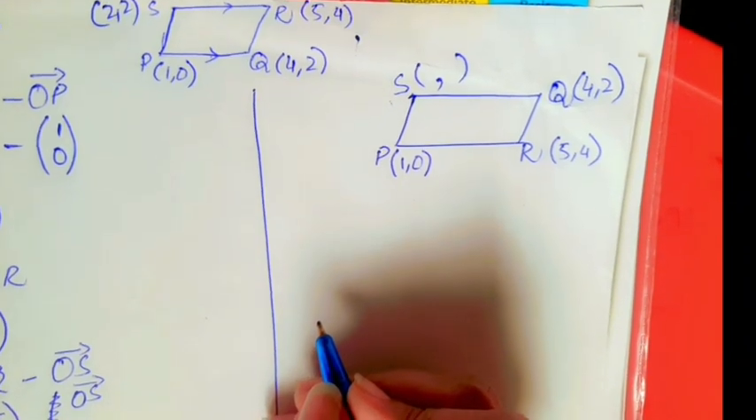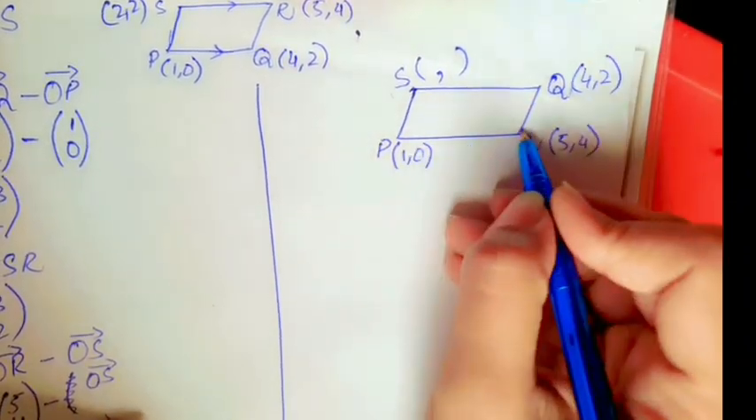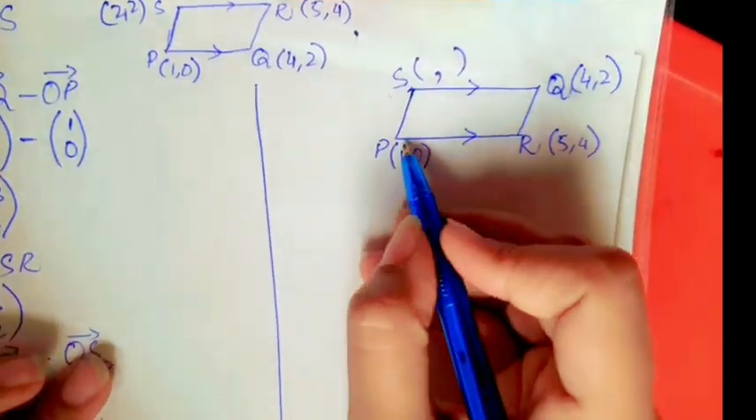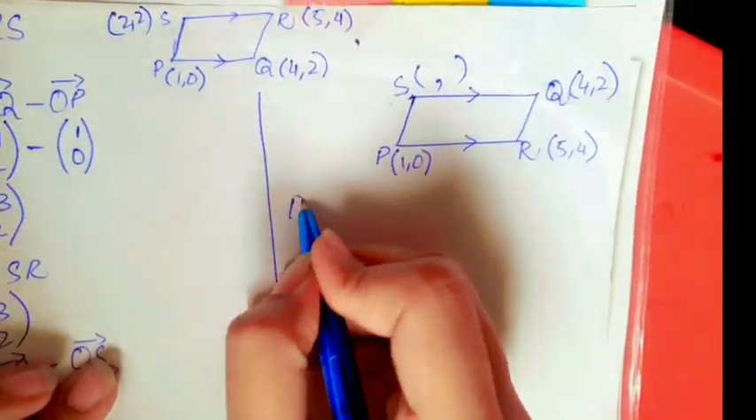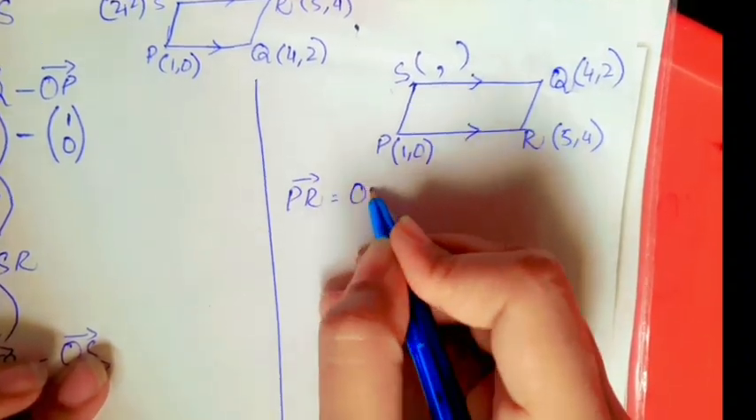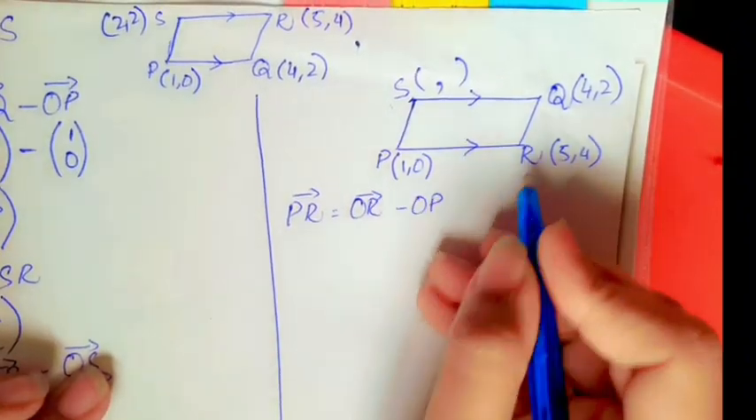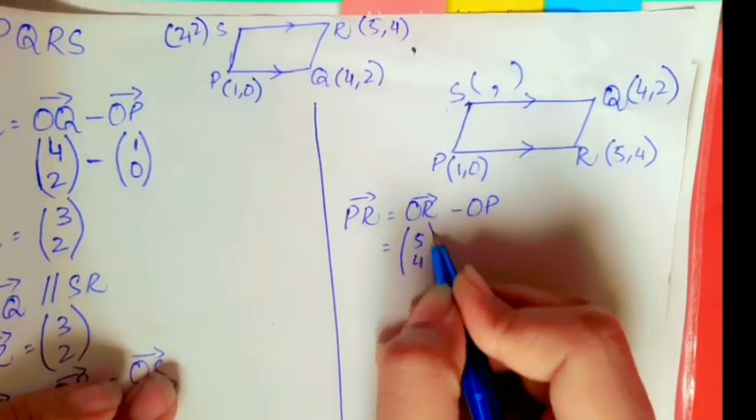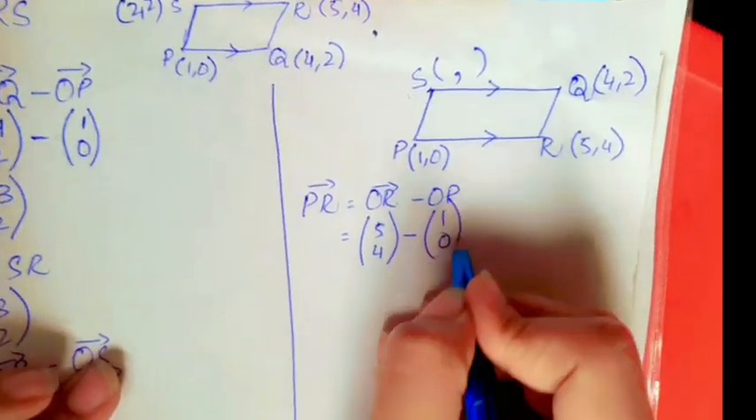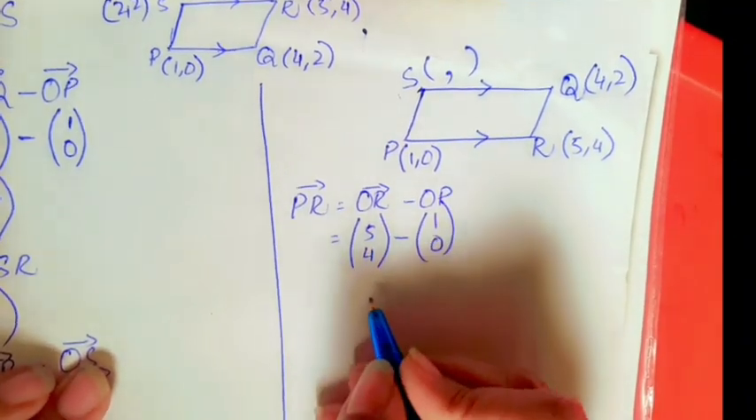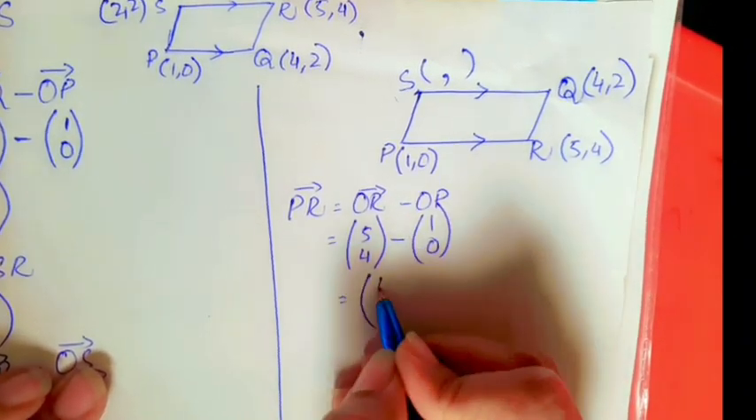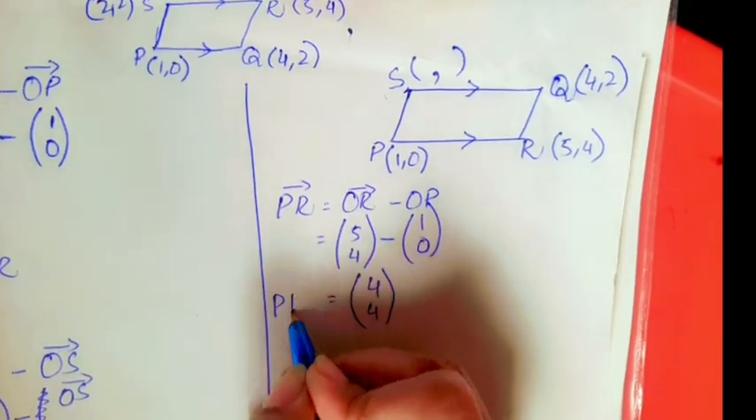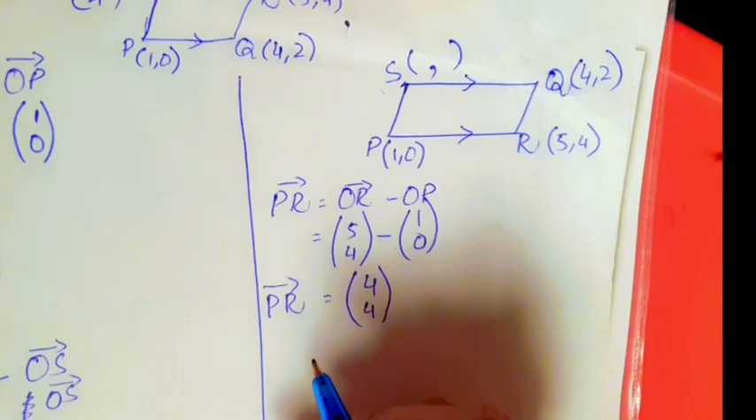Again we use the same method, but here line PR is parallel to line SQ. So first of all, I am finding out the coordinates of line PR. So you know that PR is equal to OR minus OP. OR is (5,4) and OP is (1,0). I am writing in column vector so I can simplify it. 5 minus 1 is 4. 4 minus 0 is also 4. So the coordinates of line PR are (4,4).